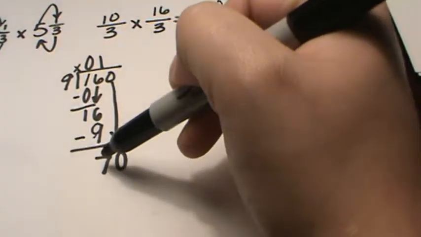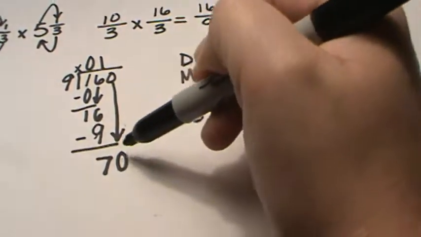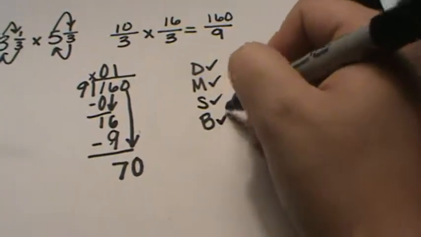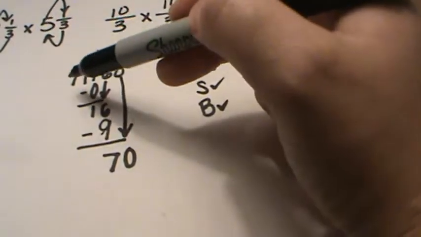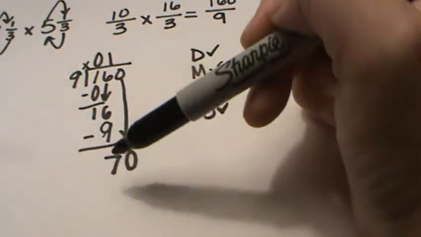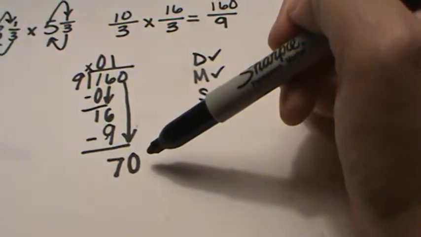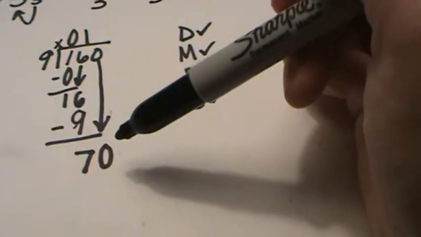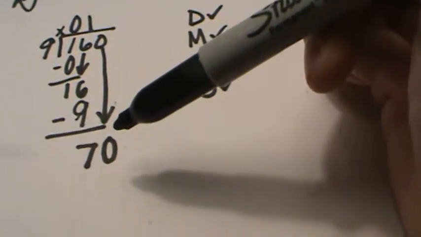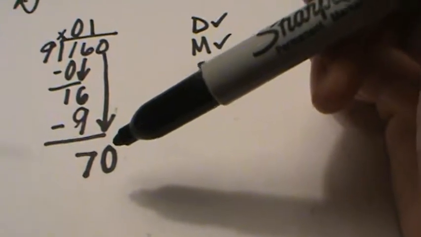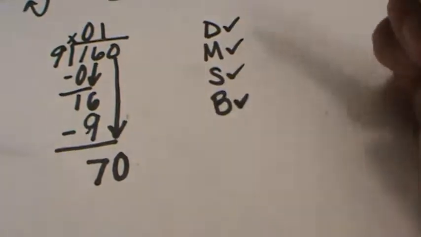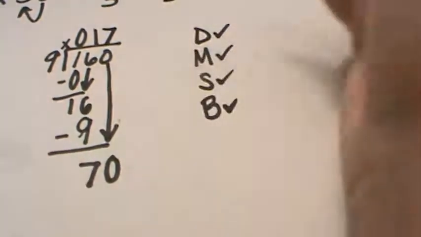It's no longer a 7, now it's a 70. We go back to the first part, dividing. How many times can 9 go into 70? Well, let's do some thinking. We want to get close to 70, but not over. 9 times 8 will get us 72, but that's too big. So we're just going to go one less. 9 times 7. 9 times 7 is 63.